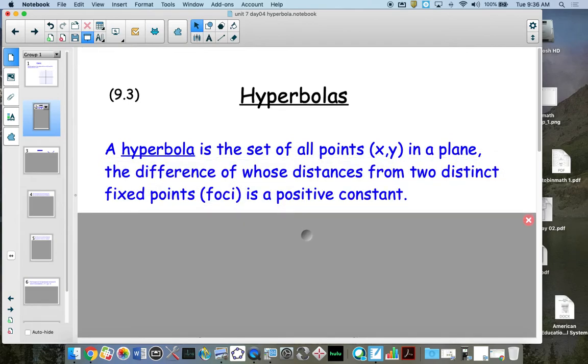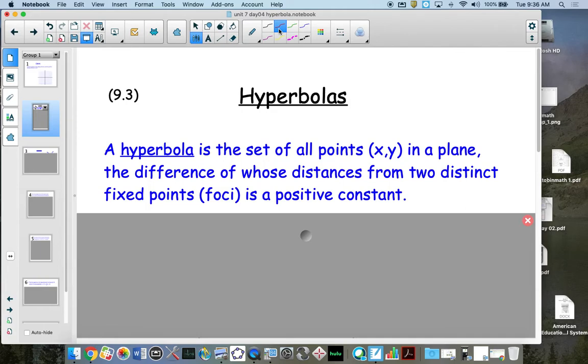A hyperbola is a set of all points. Remember, everything we've been defining has been a set of points with specific characteristics. So it's a set of all points in a plane, the difference of whose distances from two distinct fixed points, called the foci, is a positive constant. If you remember for ellipses, it was the sum of the distances. And so now for hyperbolas, it's the difference of those distances.